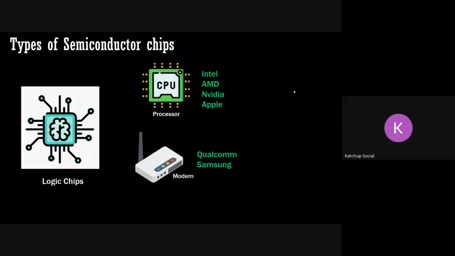Types of semiconductor chips, right? There are logic chips. Logic chips means chips with some logic function like processing. Some of the companies which make processors are Intel, AMD, Nvidia, which also makes computing elements, Apple, and then modems. Qualcomm makes modems, which allow you to get 5G data, 4G data, and Samsung.